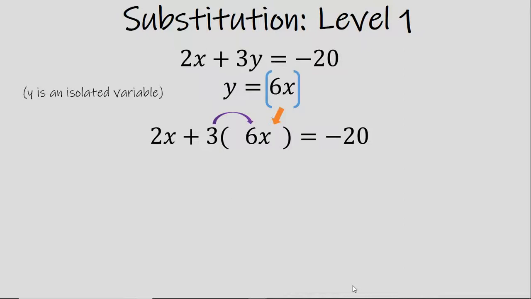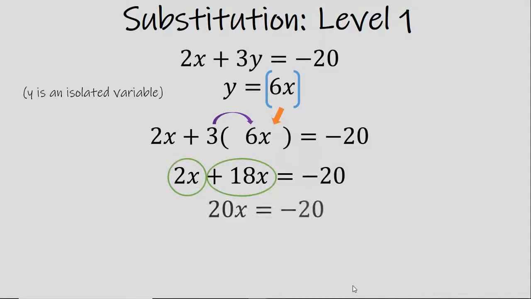We first have to distribute, which would give us 18x. I see we have 2 like terms on the same side. Combining those 2 like terms together gives us 20x. And now we must divide both sides by 20, so we get x equals -1.